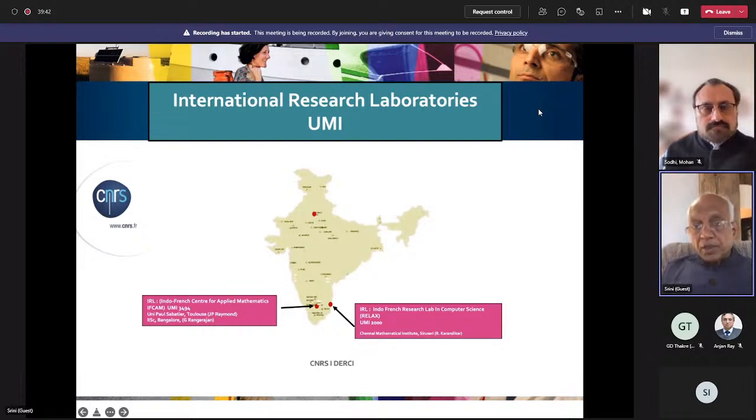Here they practically enjoy all the benefits of a CNRS lab. CNRS scientists work here, they are here most of the time, and scientists from India also go to CNRS labs in France. So this is a very powerful means of collaboration.